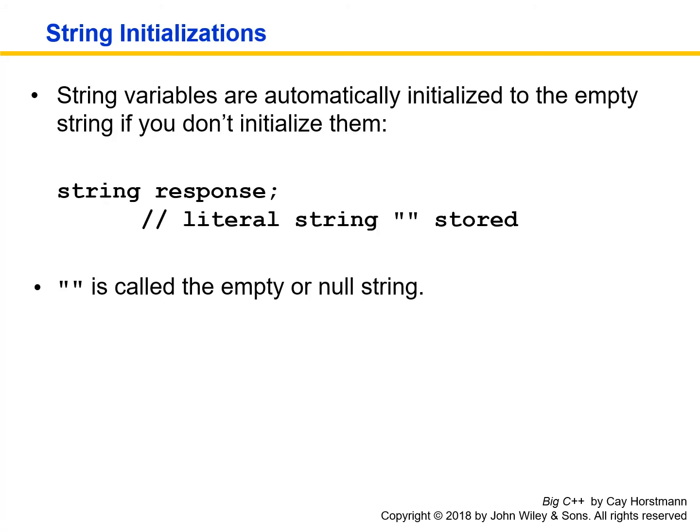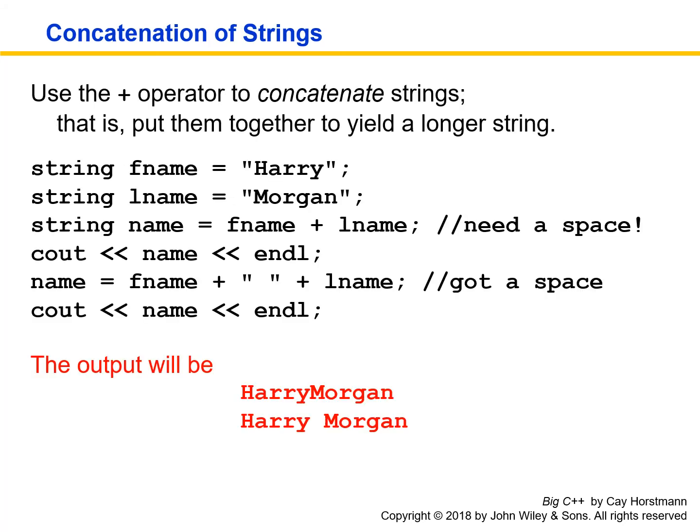String variables are objects. Unlike simple variables like ints and doubles, objects will initialize themselves. So the string response here will automatically initialize itself to an empty string. If you don't want it to automatically initialize itself to an empty string, you can provide an initial value by saying string fname equals Harry, lname equals Morgan, and so forth.